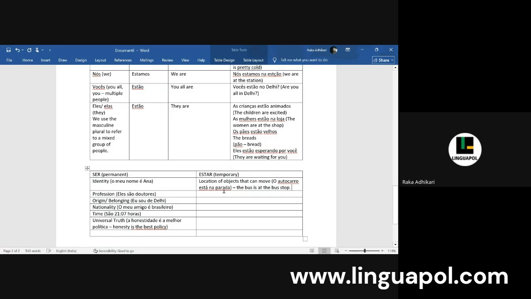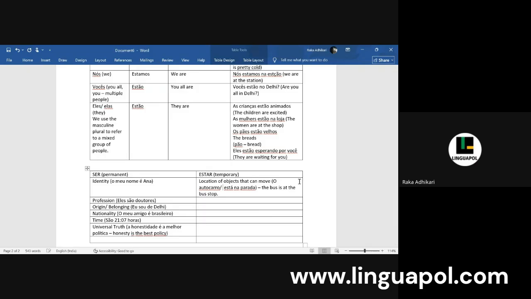Okay. Parada means stop, as a noun. Bus stop, train stop. That is parada. Autocarro means bus. In Brazilian Portuguese, we have a separate word for bus. In European Portuguese, we use autocarro, whereas in Brazilian Portuguese, we use the word ônibus. So there's a basic difference in the vocabulary.